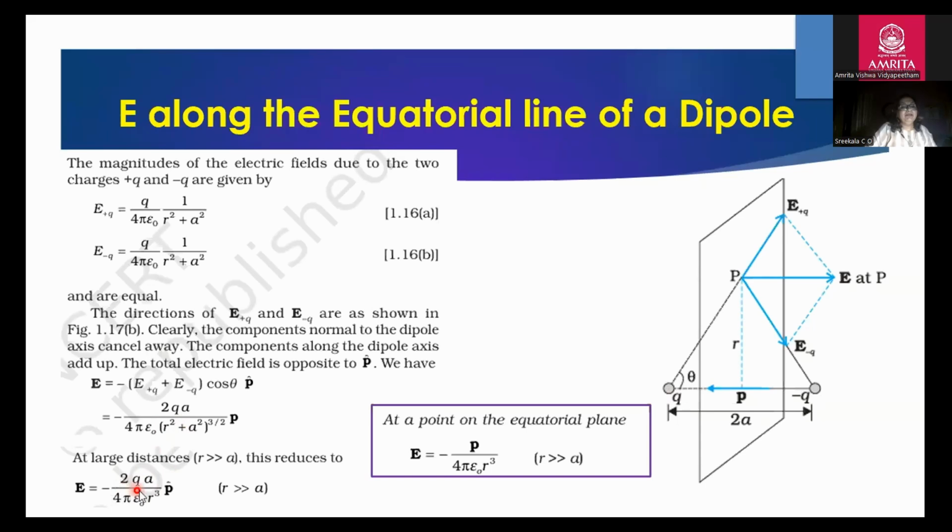So now 2AQ can be written as P, and with the unit vector it will be E vector equal to minus P vector, 1 by 4 pi epsilon 0 into P by R cube, which is the electric field intensity along the equatorial line of a dipole.